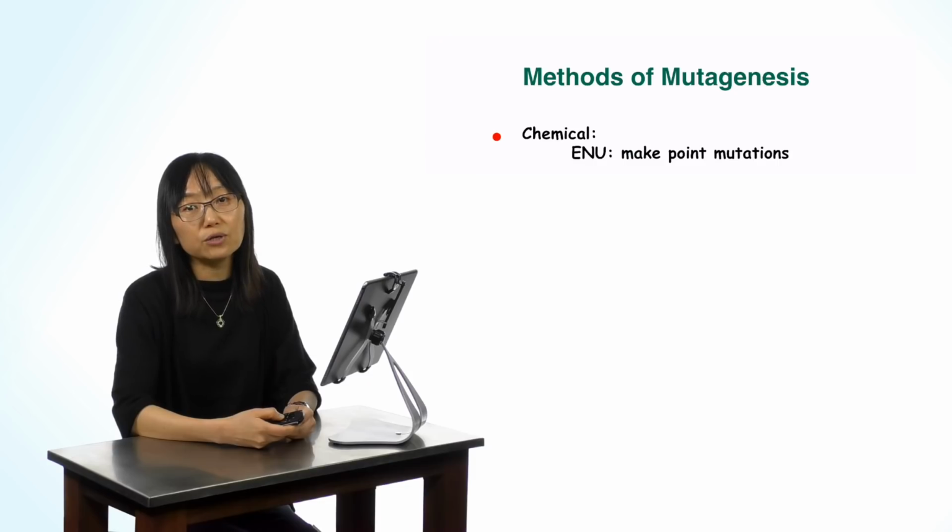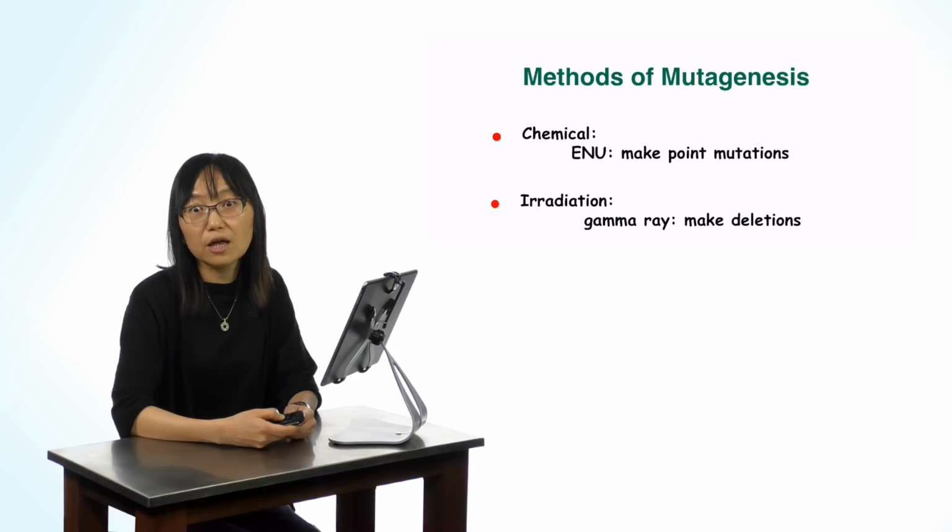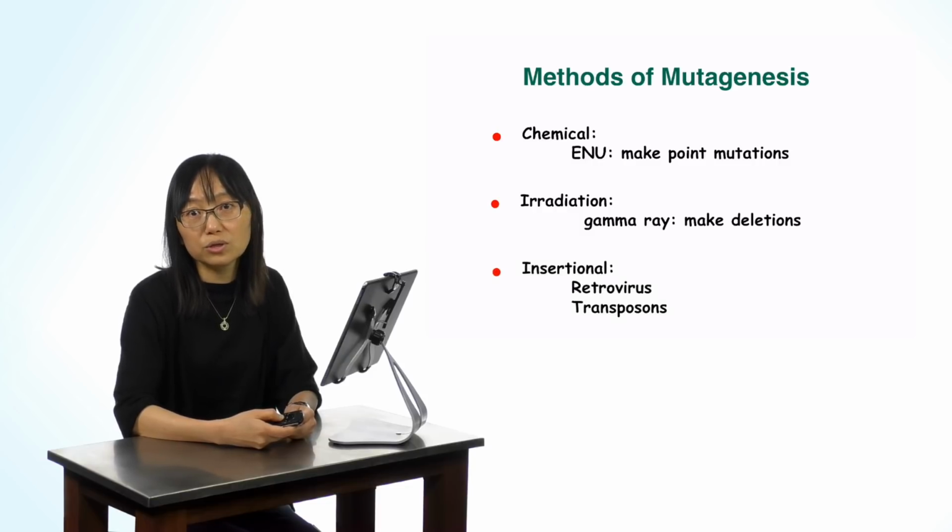Now, if you accept that fish is an appropriate model to study heart development, how do we create mutants with defects in heart formation or function? Just like what you learned in the genetic class, you can mutagenize the fish genome using mutagens. You can use chemical mutagen like ENU to induce point mutations. You can use radiation treatment to create a large deletion or rearrangement of chromosomes. You can also use retrovirus or transposons to create insertions.